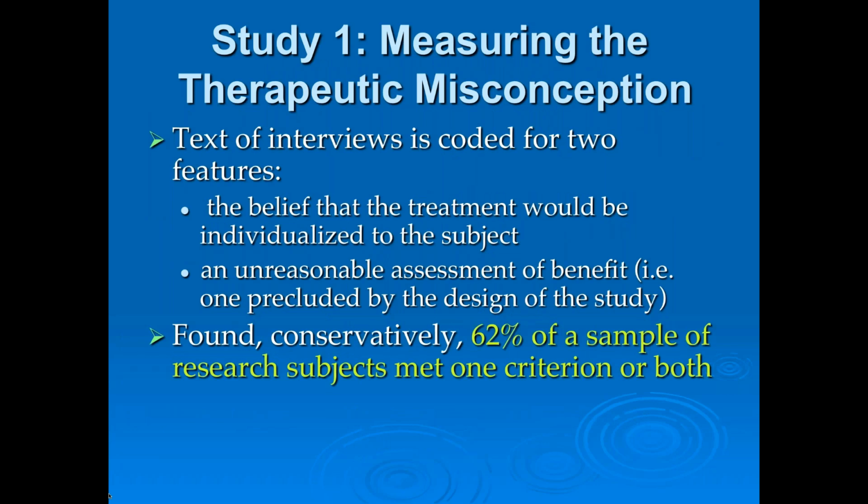We coded the text of the interviews for 2 different features. In some studies we've had 3, but these 2 were the belief that the treatment would be individualized to the subject, and did they have an unreasonable assessment of benefit, that is, one that couldn't have happened because of the way the study's designed. And we tried to do the coding conservatively, and I mean that conservatively because people say things that sometimes aren't really clear what they mean.